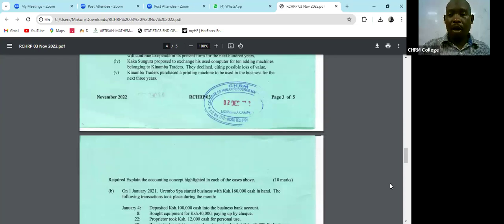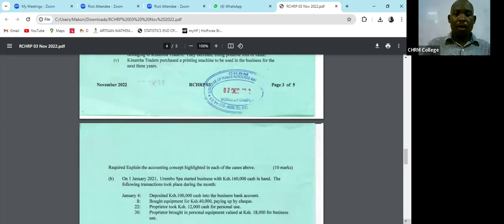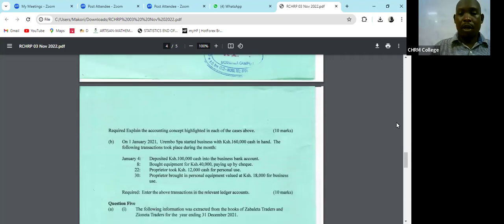So this is the revised RCHRP 03 for November 2022. We are now at number 4B, which talks about on 1st of January 2021, RCHRP started business with 160,000 shillings cash in hand, and then the following transactions took place during the month.